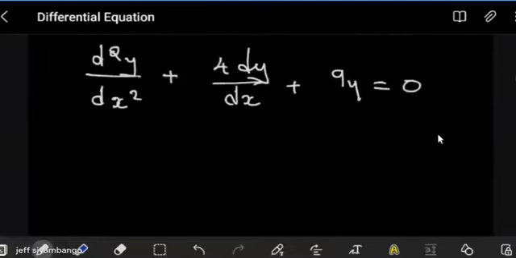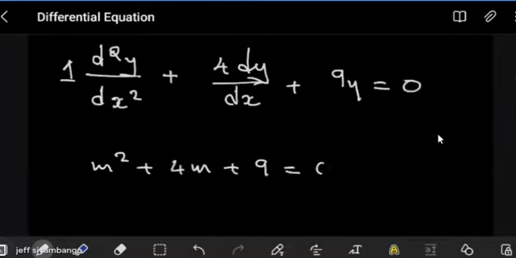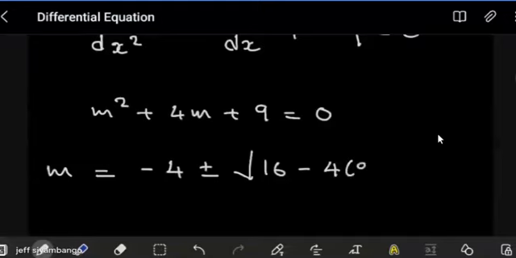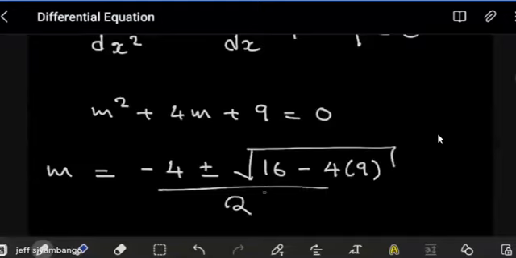So like I mentioned, get the auxiliary equation. So this is 1, this is 4, that is 9. So I have m squared plus 4m plus 9 equals 0. Once I have this, I'll jump right into the quadratic formula: negative b, so that is negative 4, plus or minus the square root of b squared, that is 16, minus 4, a is 1, c is 9. So I have this form, and then over 2a, that is just over 2.